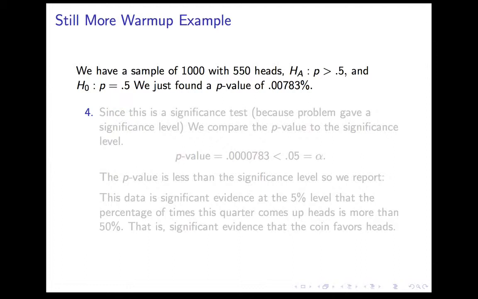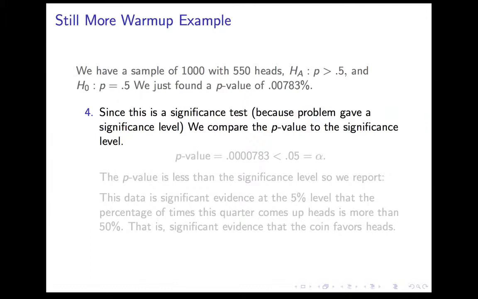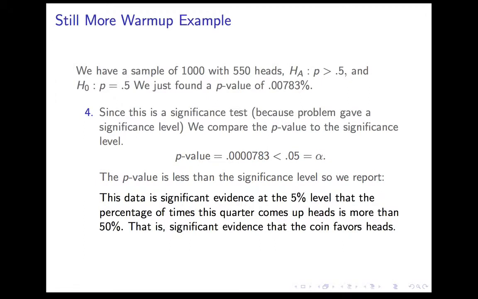Okay? This is a formal hypothesis test, so step 4 is to compare the p-value to the significance level. You can do that either as decimals or as percentages, but you have to do the same in both. That can be tricky. The p-value, 0.000783 as a decimal, is less than the significance level, 0.05. So, this data is significant, and we report.